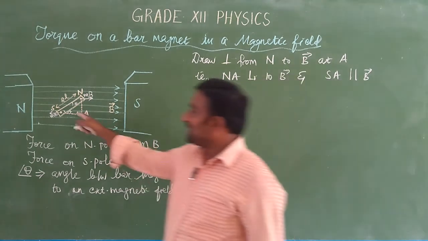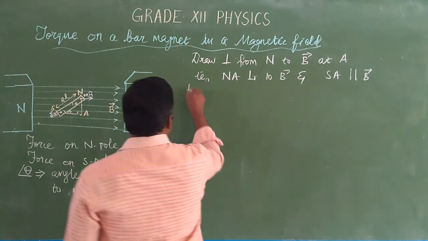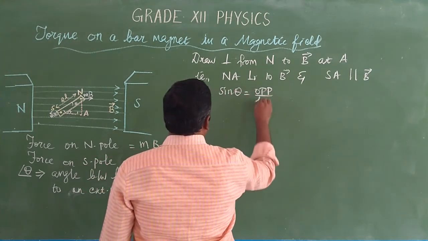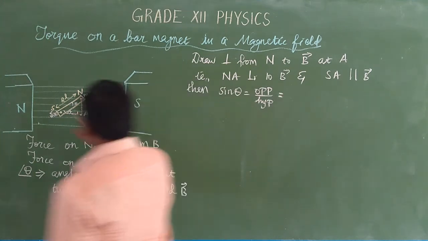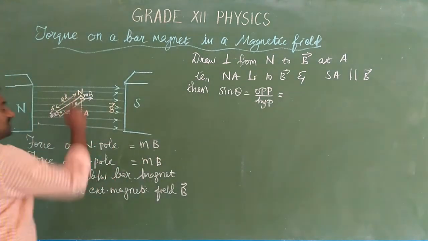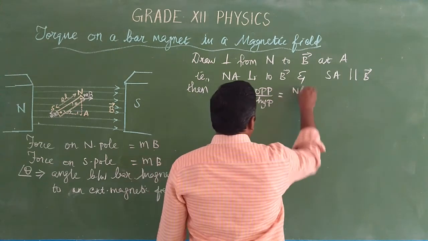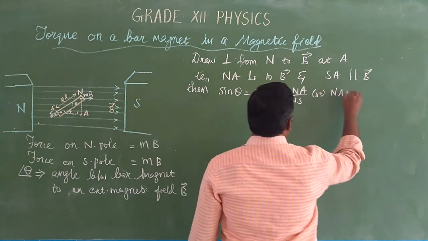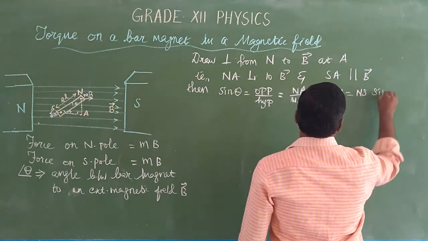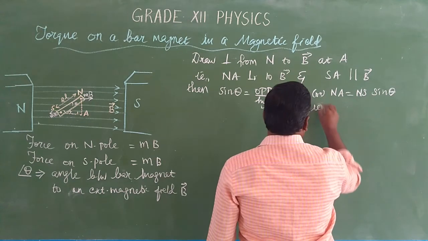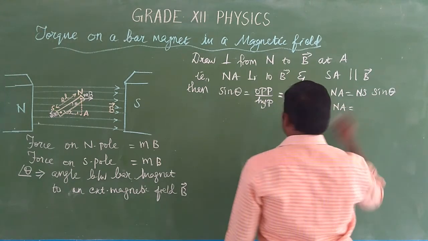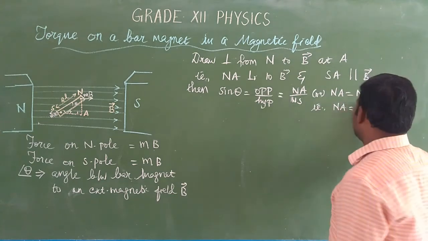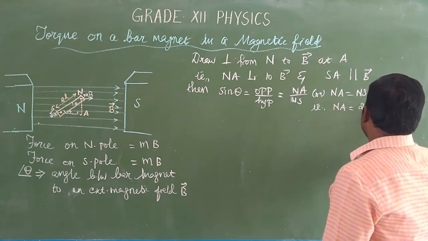Therefore we can obtain sin theta. What is sin theta? Sin theta is equal to opposite by hypotenuse. The opposite is NA and the hypotenuse is NS. So sin theta is NA by NS, or NA is equal to NS sin theta. What is NS? NS is the magnetic length, 2L. So NA is equal to 2L sin theta.